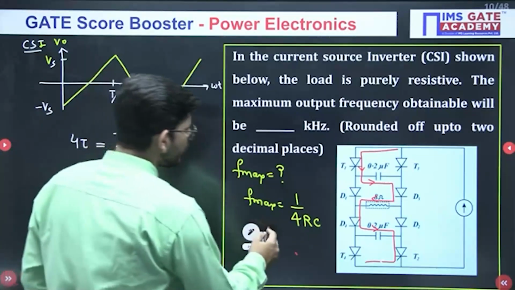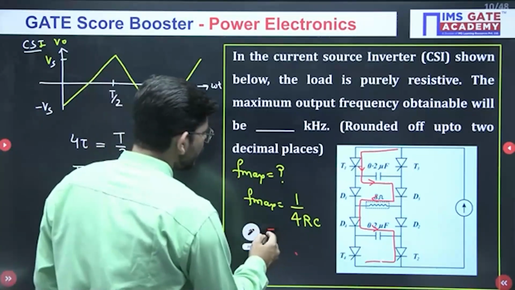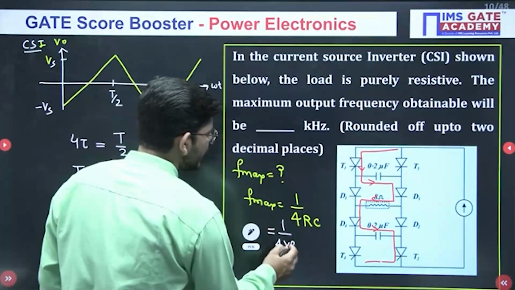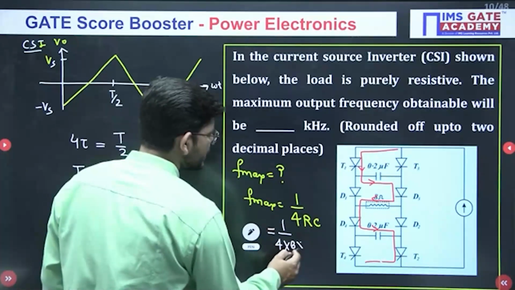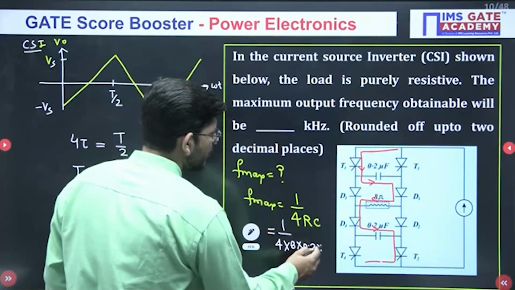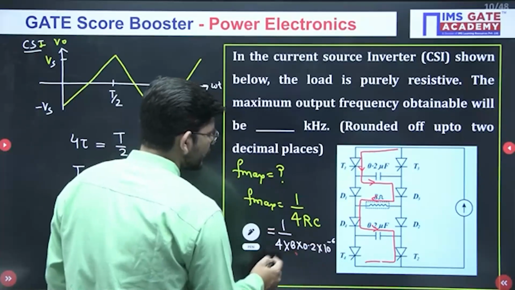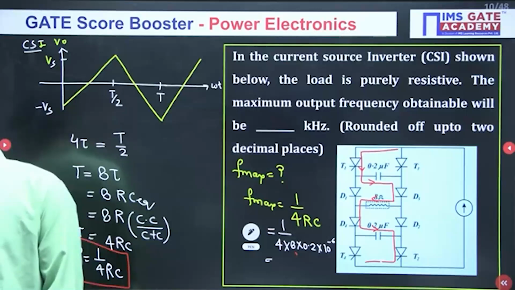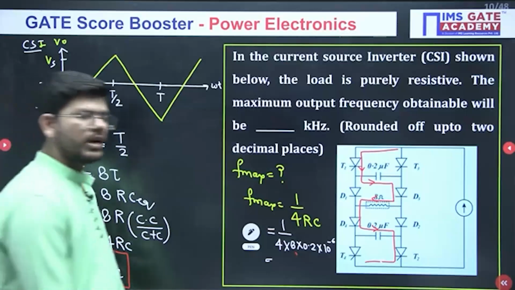Now I think there is no problem because you know all the values. 1 upon 4. What is the value of resistance? It is 8. And capacitance? 0.2 microfarad. So after putting in the values and solving, you will get 156.2 kilohertz.